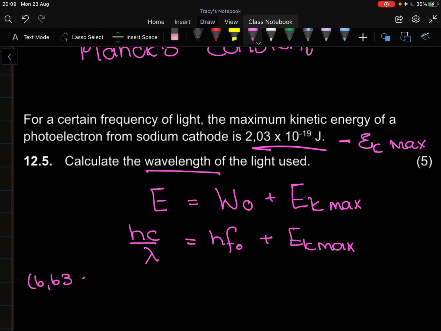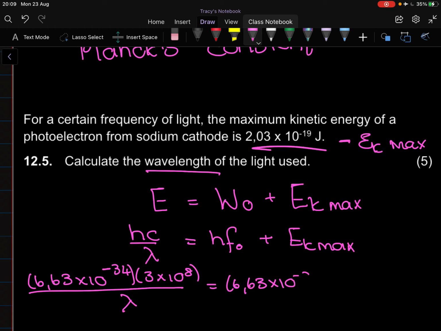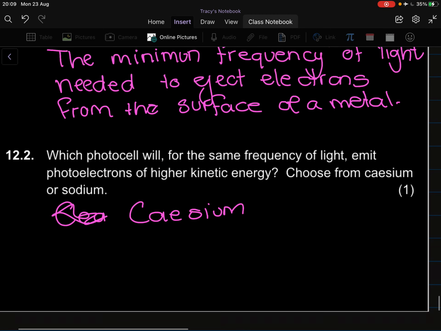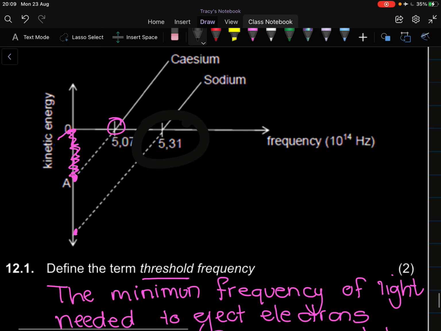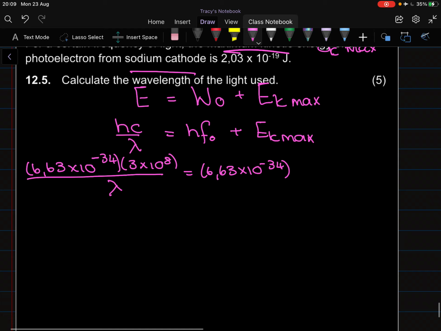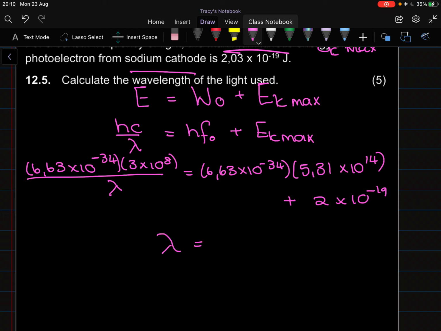So this becomes 6,63 times 10 to the minus 34. c is 3 times 10 to the 8. I want to solve for lambda. 6,63 times 10 to the minus 34. When we look at the graph, the threshold frequency for sodium is 5,31 times 10 to the 14. We're going to add that to the 2,03 times 10 to the minus 19. I'm going to leave the maths all to you. Hopefully you can manage. Okay, and what you'll get is the wavelength is 3,58 times 10 to the minus 7 meters, and it's small. It's what I expected. Times 10 to the minus 7 is well within the range of what we're looking for.